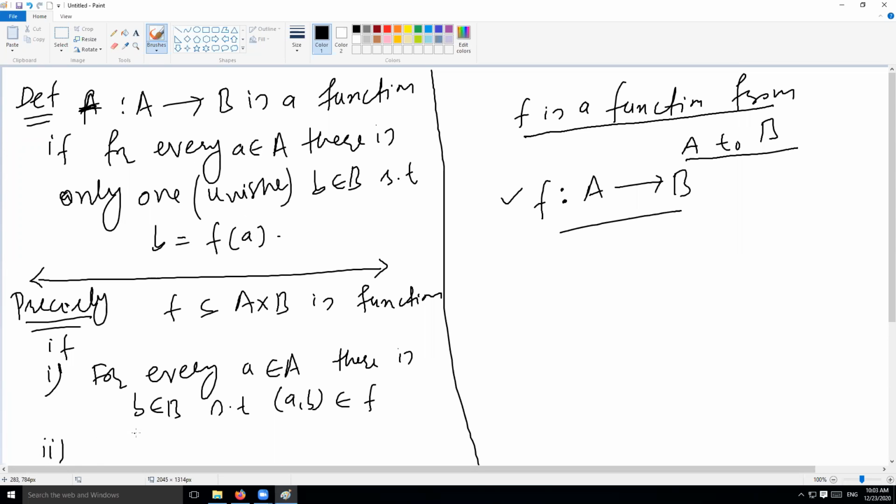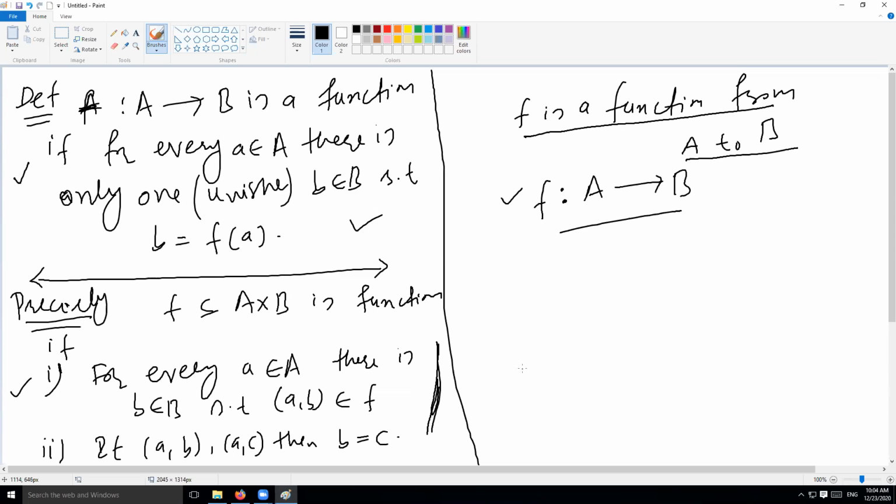And what is the second thing? That it must be unique. In other words, if a is related with b and a is related with c, then b must be equal to c. That is, for every a, if it is related with some b, then this b must be unique. You can't have two outputs for the same input actually. Are you getting the point? So this is one way to describe the thing, and this is another way. This is more precise, powerful. This is something that a mathematician should know very well, and the other description is for the layman.